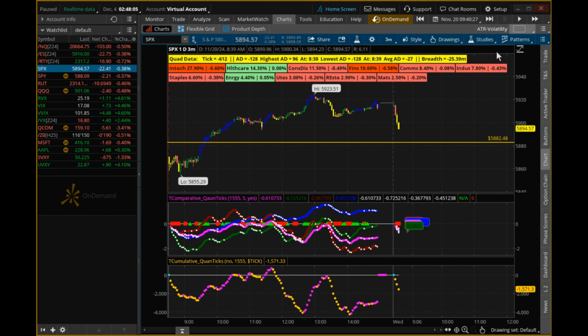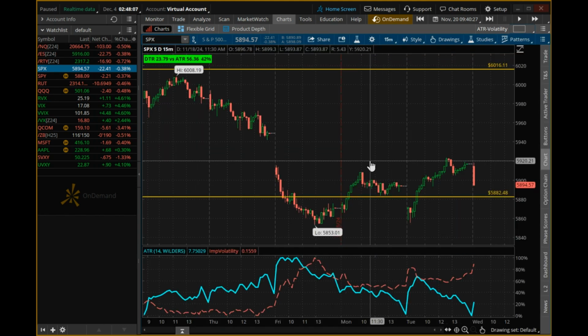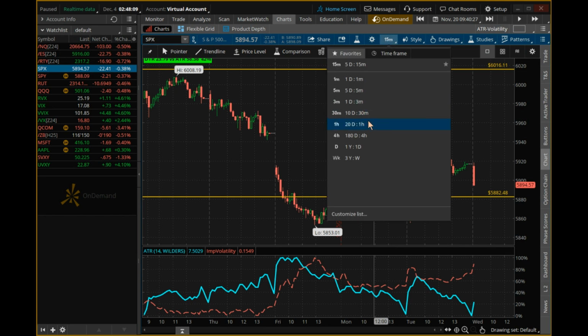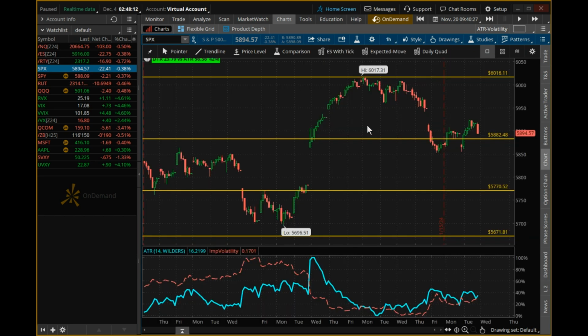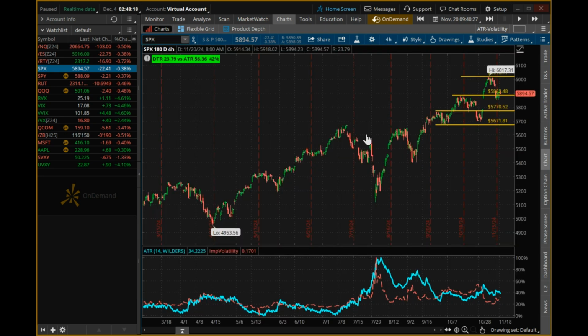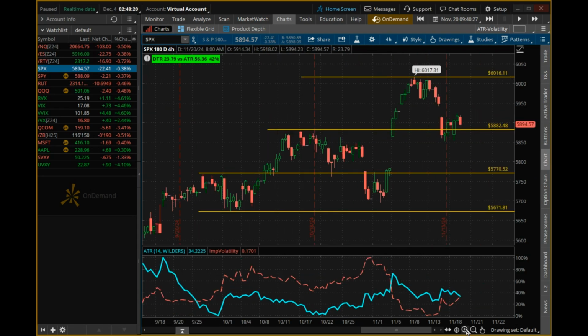Let's go to something a little cleaner and zoom out to, let's say, the hourly. You'll see these are our support and resistance lines on SPX that I drew. Let's go to the 4 hour, you'll see them more now. So top, bottom, top, bottom, top. We've come down, we've got some resistance here, 58.82.